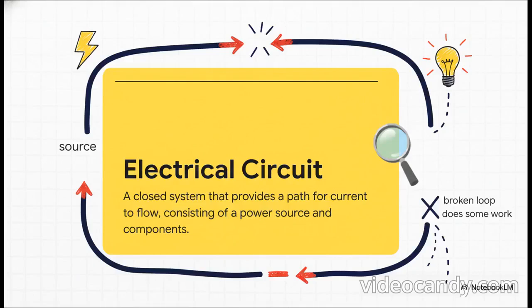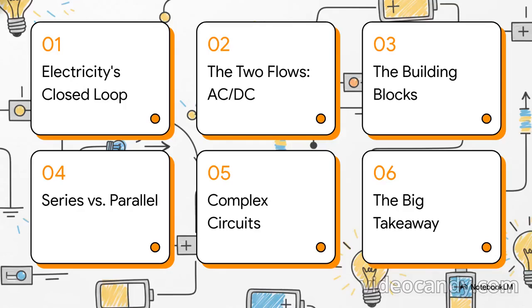Well, at its most basic, it's just a closed loop. Think of it like a racetrack for electricity. It has to travel from the start line, the power source, go through a device that does something, and then make it all the way back to the start. And if that loop is broken anywhere, game over. The flow just stops.